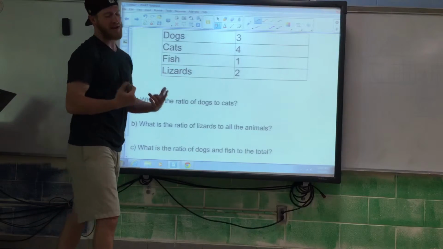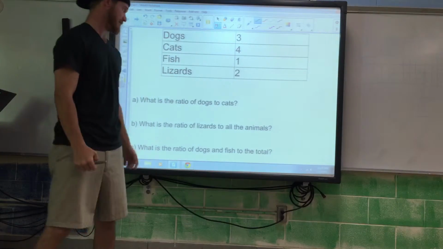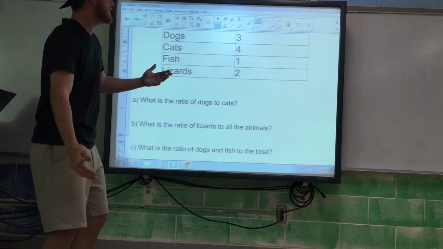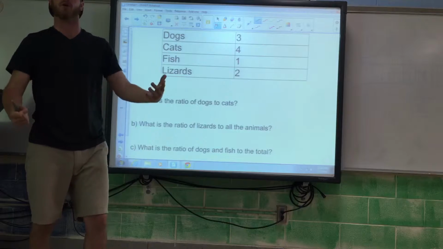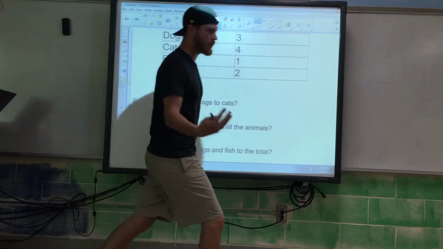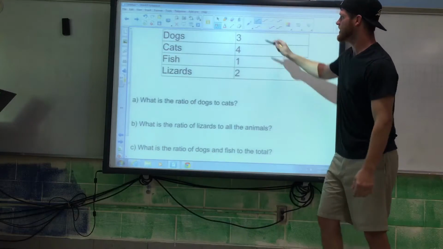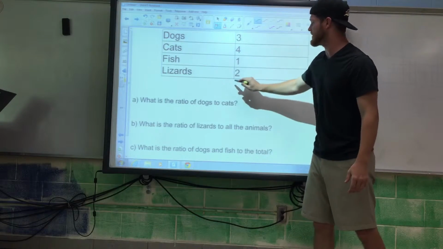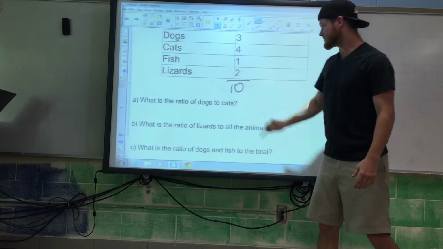Okay, now a ratio type problem could give you a chart. Whenever you're given a chart, the smartest thing to do is to tell me how many total numbers, or what's our total, what's our whole part of this problem. Okay, we have dogs, cats, fish, and lizards, but how many total animals do we have in this problem? To find that out, all we have to do is add them up. 3 plus 4 plus 1 plus 2 gives me 10.